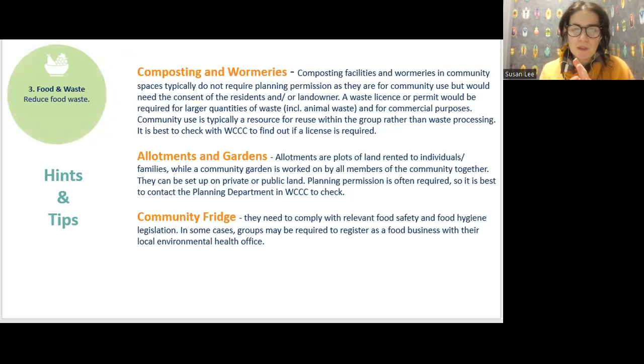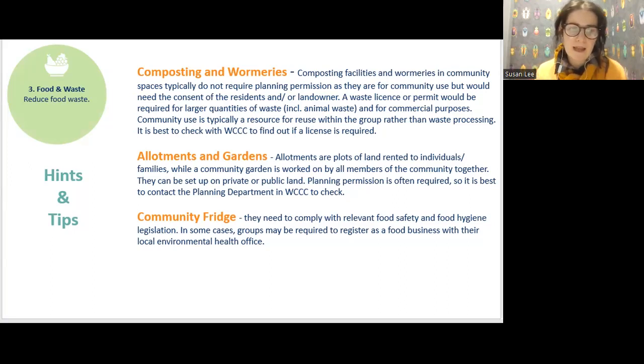Now, the third theme, food and waste. So composting and arbories, they typically don't require planning permission, because they're often seen as a resource within the community, because you're reusing your own waste rather than being waste processors. But if you start taking in outside waste or you start using animal waste, you might need a license, you probably will. So check with the council just to make sure where your composting and arbories stand on licensing.